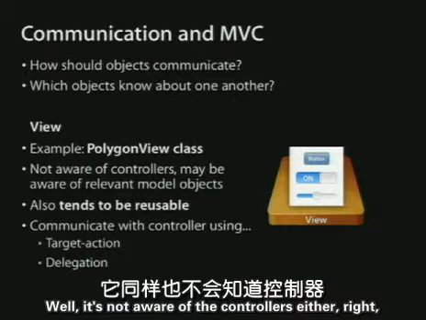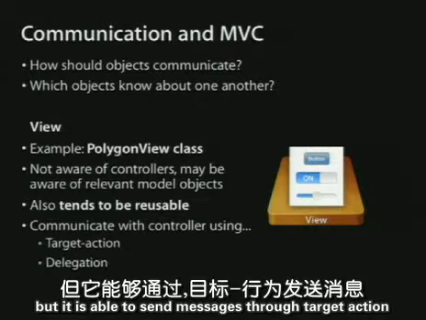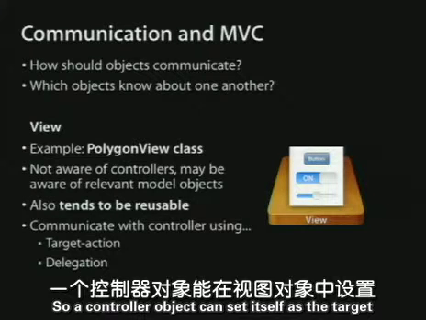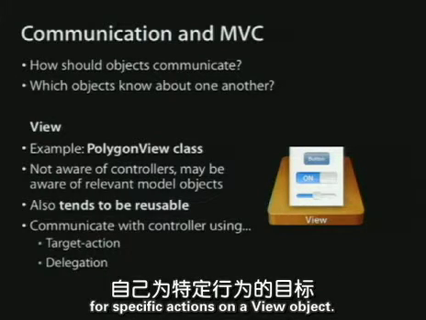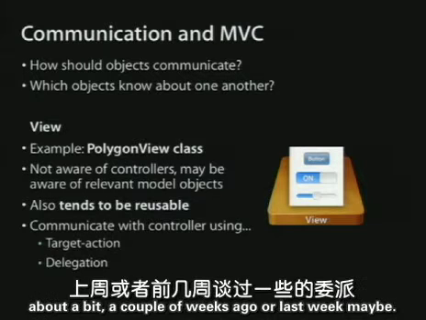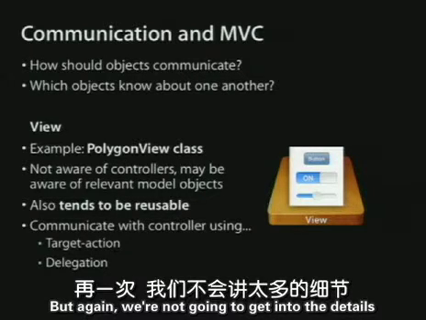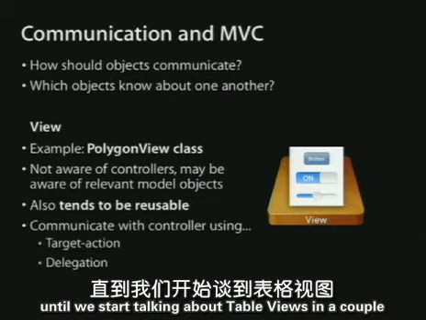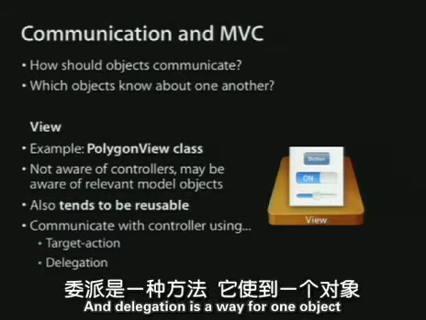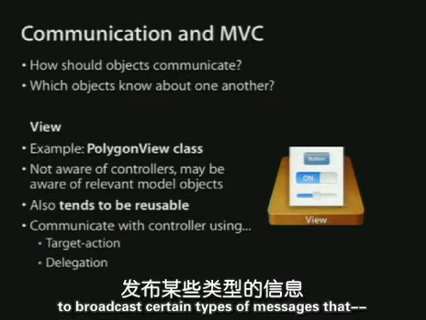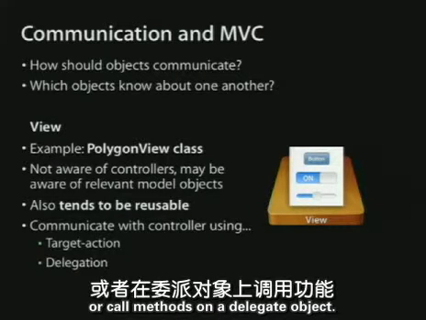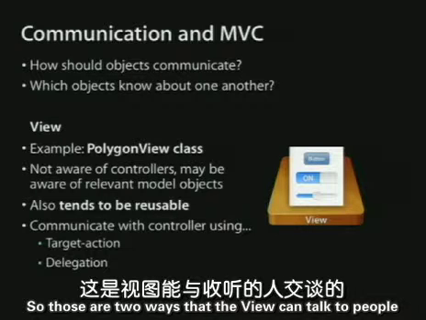Well, it's not aware of the controllers either, right? But it is able to send messages through target action, which we've talked about, right? So a controller object can set itself as the target for specific actions on a view object. And another way is through delegation, which we talked about a bit a couple weeks ago, last week maybe. But again, we're not going to get into detail until we start talking about table views in a couple weeks, I believe next Thursday. And delegation is a way for one object to broadcast certain types of messages, or call methods on a delegate object. So those are two ways that the view can talk to people that are listening.